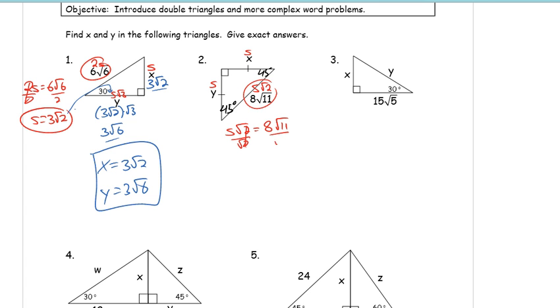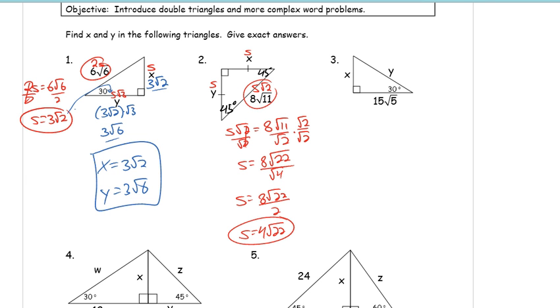Divide both sides by the square root of 2. Again, 11 divided by 2, that doesn't work as a shortcut. If it was 10, that'd be great. It's not. We have to multiply top and bottom by the square root of 2. I know you guys are probably all groaning now. So that's going to be square root of 22 over the square root of 4. S equals 8 radical 22 over 2. S is 4 radical 22.